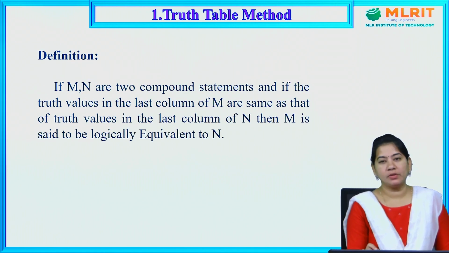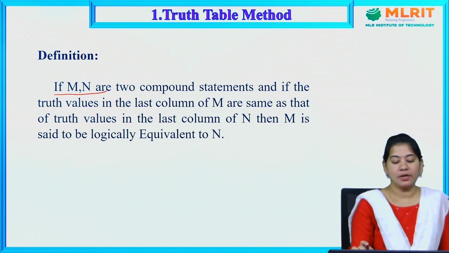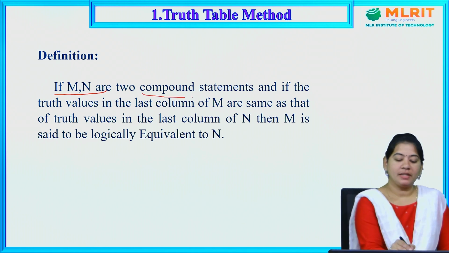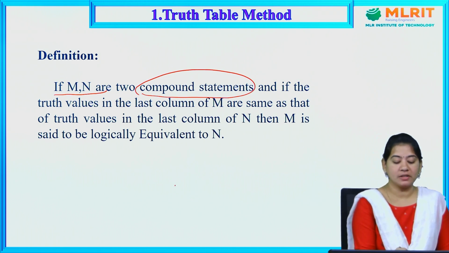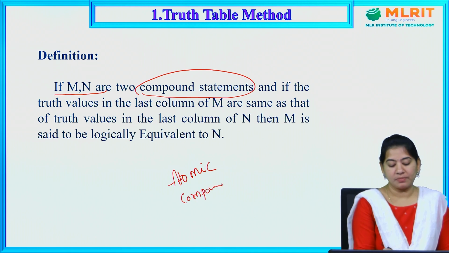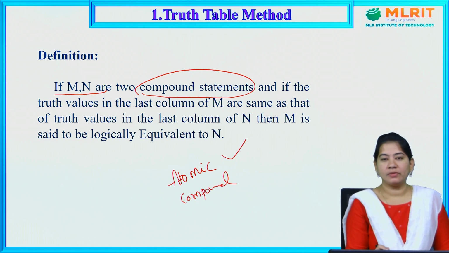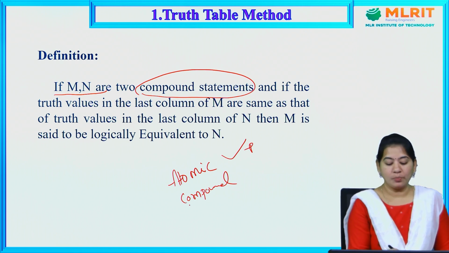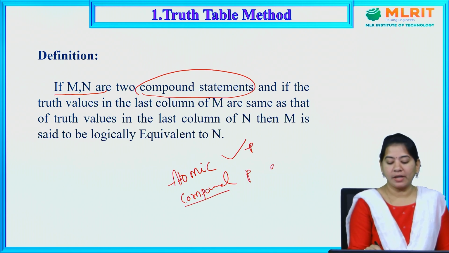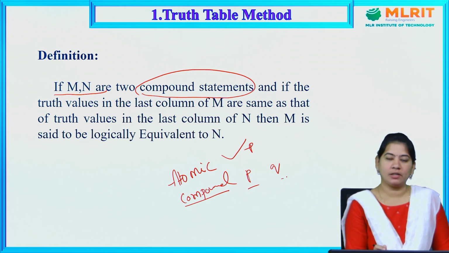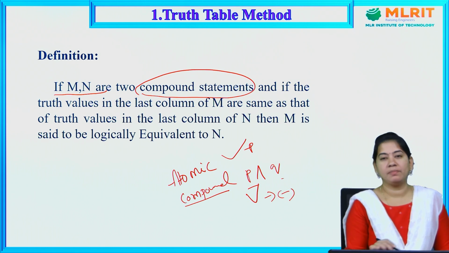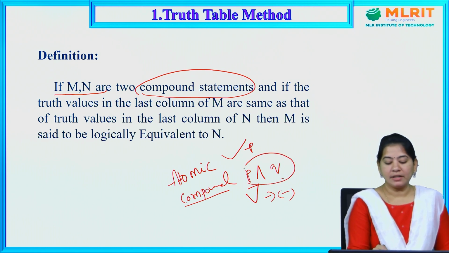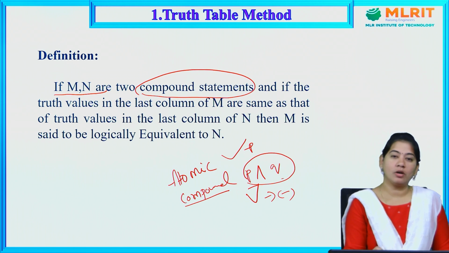The definition of the truth table method is: if m comma n are two compound statements. In the previous sessions we have seen what is a compound statement. The types of statements we have are atomic and compound statements. An atomic statement means we represent it with a single variable. A compound statement means we have two variables and these two are connected with some connective. It can be AND, implication or bi-implication. That means connecting two or more statements, connecting two or more variables.